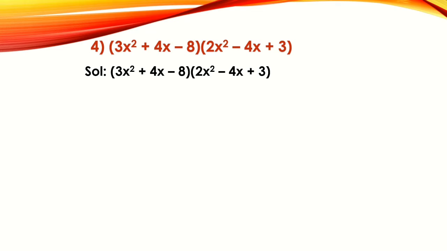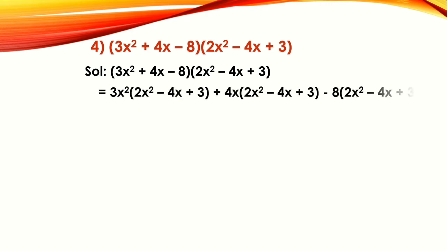So 3x square plus 4x minus 8 getting multiplied by 2x square minus 4x plus 3. So this step is very important, as I told you that maybe you find it very long, but you should write it so that you are not making any mistake in the notebook. So 3x square first is getting multiplied by the whole expression, then 4x, then minus 8. So 4x, then minus 8, right?